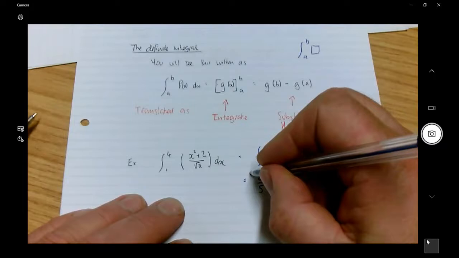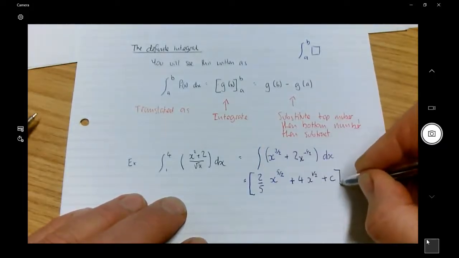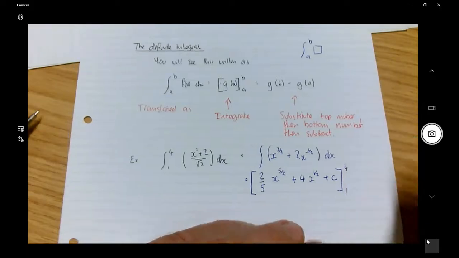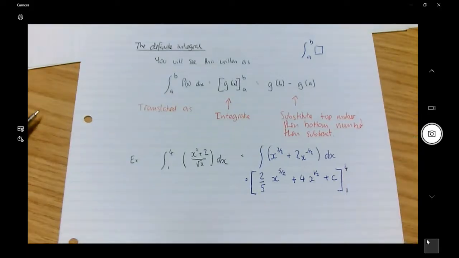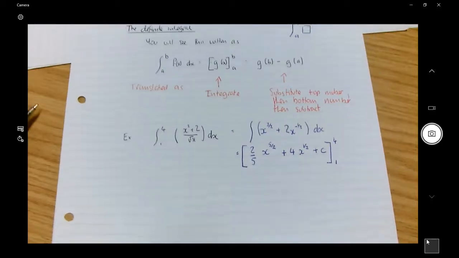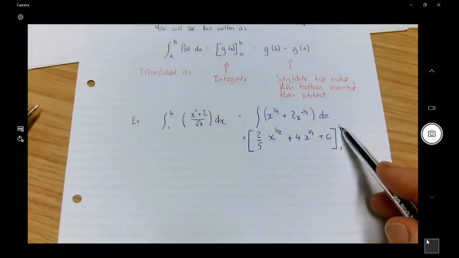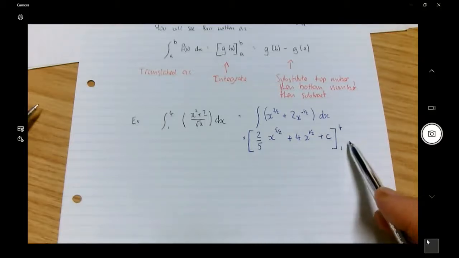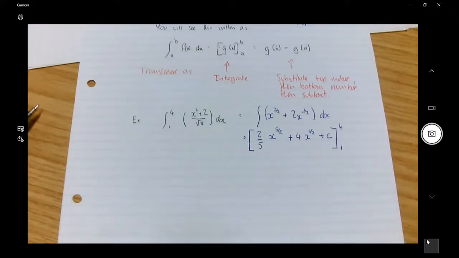And then we put that in square brackets. And then we say, but we haven't done the substituting yet, which is 4 and 1. Now, simply from there, we substitute x equals 4 into this, minus substitute x equals 1 into it. There's lots of substituting going on. Effectively, any A-level maths has finished here, because the A-level maths.